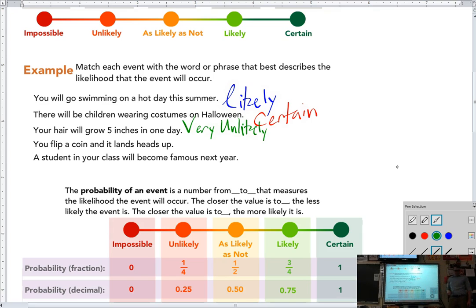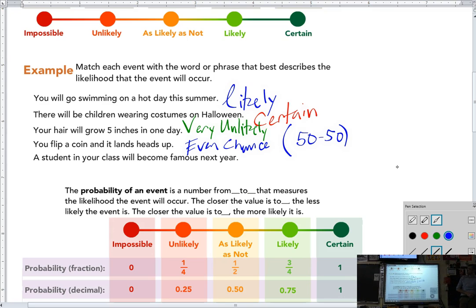You flip a coin and it lands heads up. I said even chance. Even chance. And what is a synonym for even chance? 50-50. So when you hear people say a 50-50 chance, that's an even chance.